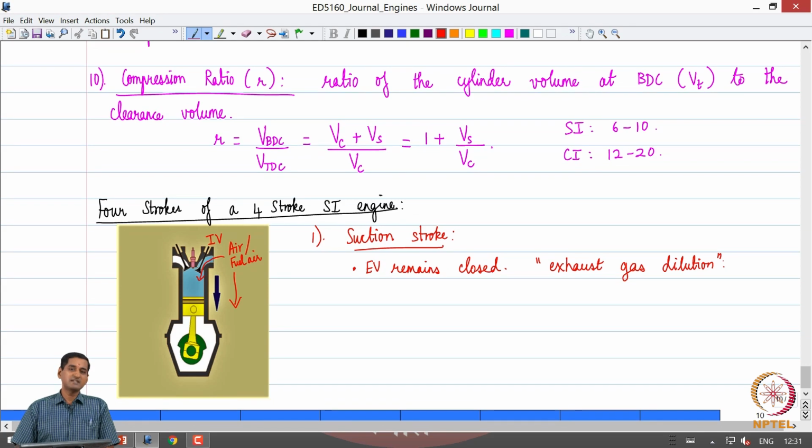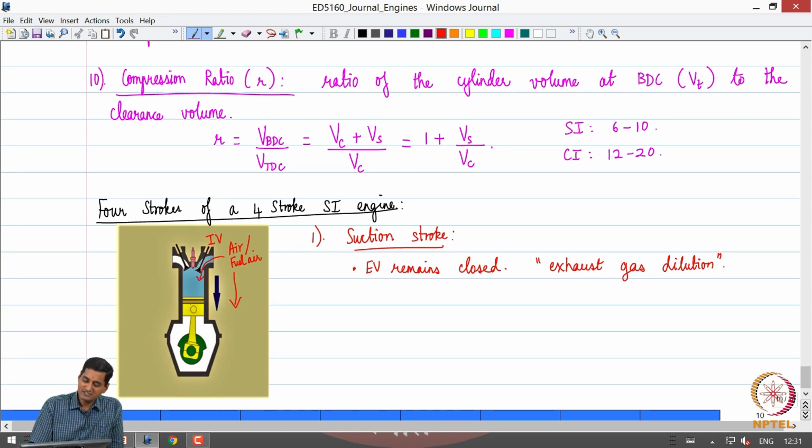So, what is exhaust gas dilution? It is the process by which exhaust gases mix with fresh charge. Fuel air mixture is called a charge, and the exhaust gases dilute it, because obviously as you mix exhaust gases, the combustion process is going to be affected. So, the effectiveness of the combustion process will go down.